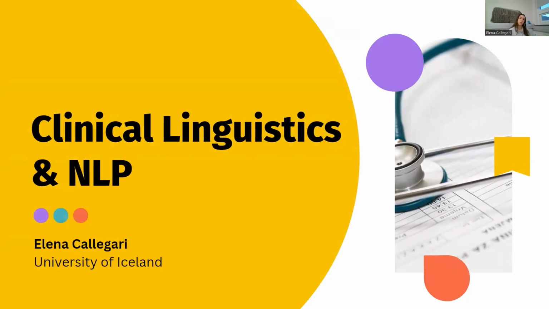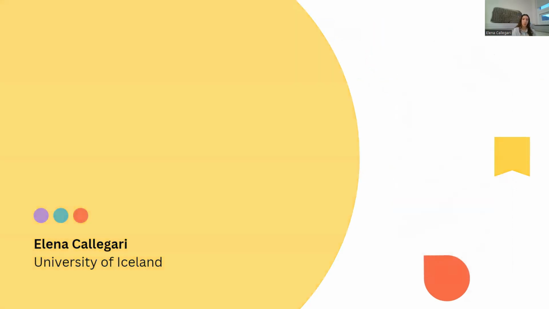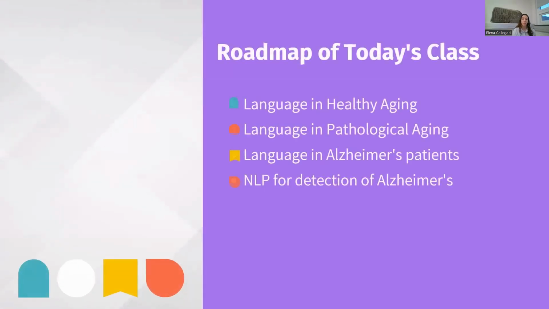The title of today's lecture is Clinical Linguistics and Natural Language Processing. And what we're going to be talking about, very simply, very roughly described, are the following topics. We're going to be discussing language and healthy aging. So what kind of features characterize speech and language in general when you age, when you become an older individual.